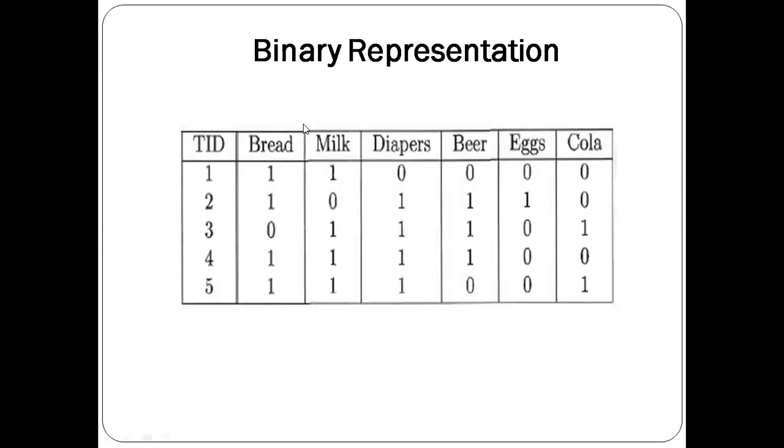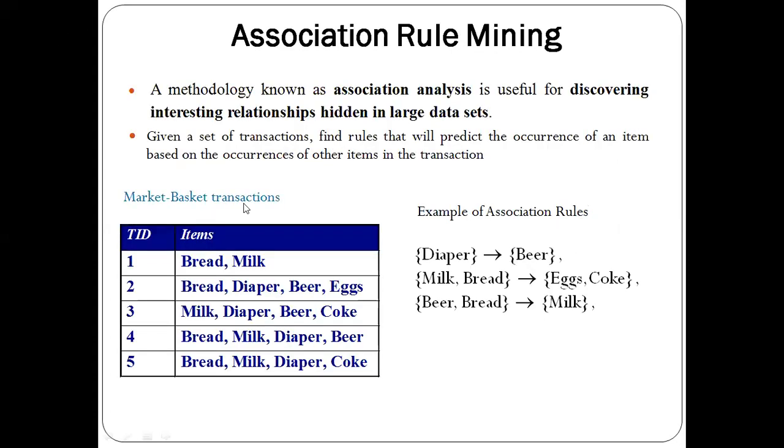Here, again I will consider the same transactions data. So these are the sets of transactions. Totally, how many items do we have? Here we have bread, milk, diapers, beer, eggs, and Coke. All these items are present in these transactions. Now I want to represent this market basket data in the form of binary format.